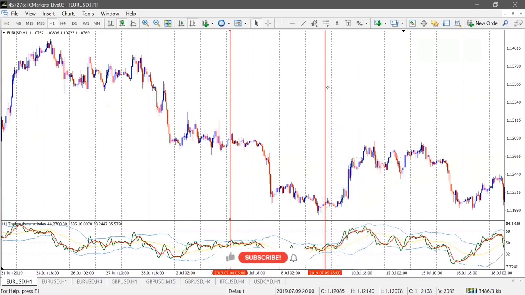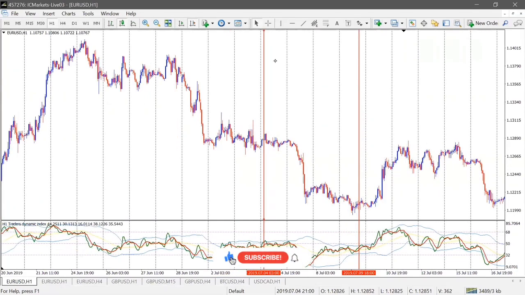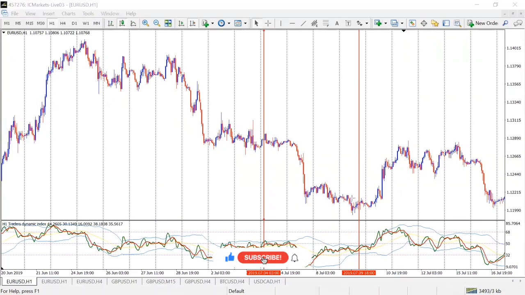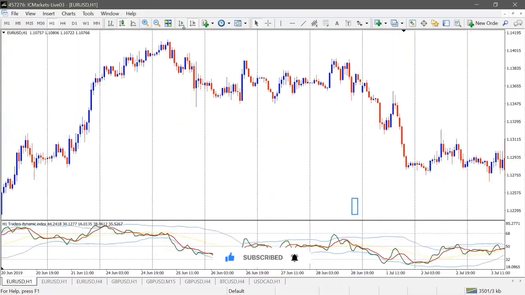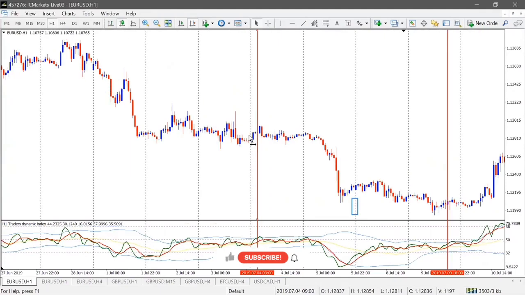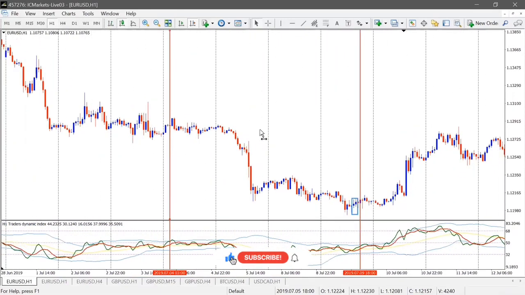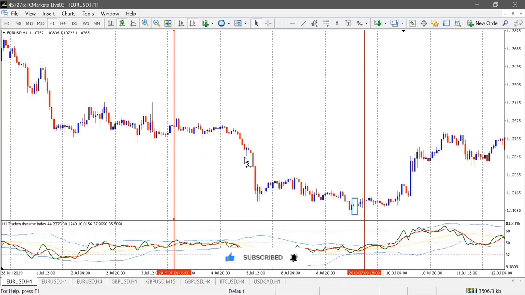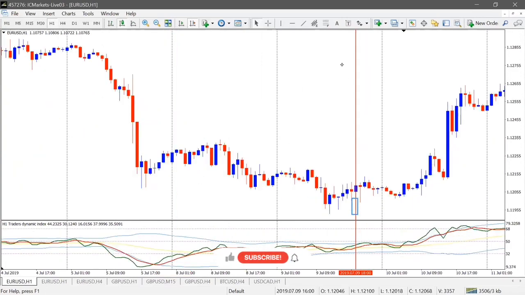Can you see this dragonfly doji at this point here? The one right there. Let me zoom in. Can you see it? Yeah. This one here. You can see this doji. You have to focus. This one we're talking about. Here's the one we're talking about.